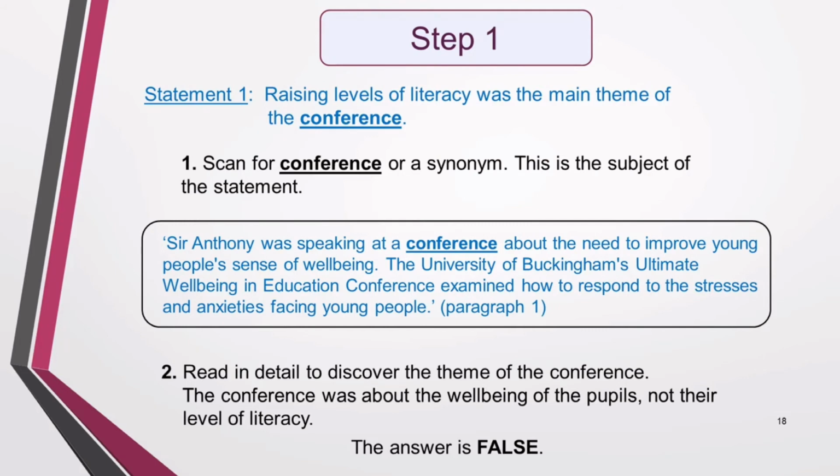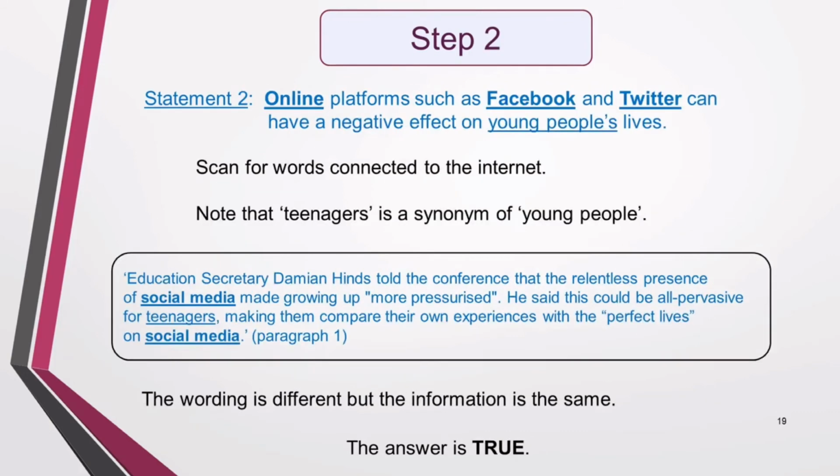I scan the first main paragraph and find conference twice. I read both sentences that contain it in detail. I'm searching for information that tells me that raising levels of literacy really was the main theme of this conference. However, the text clearly states that the conference was about the well-being of the pupils, not their level of literacy. The answer is therefore false.